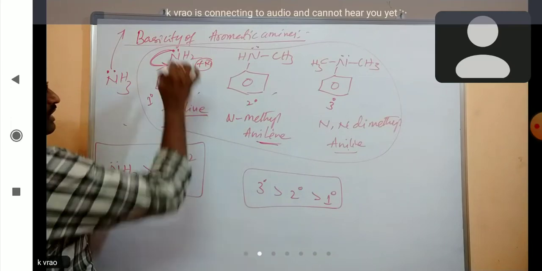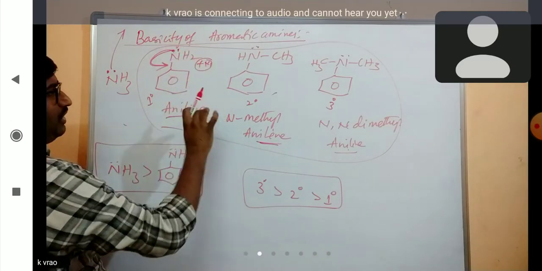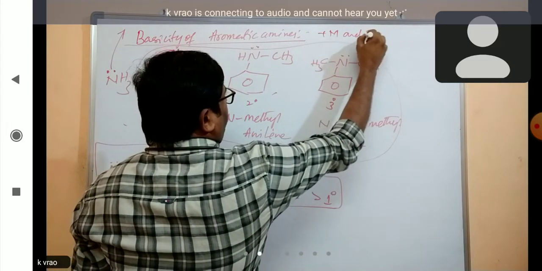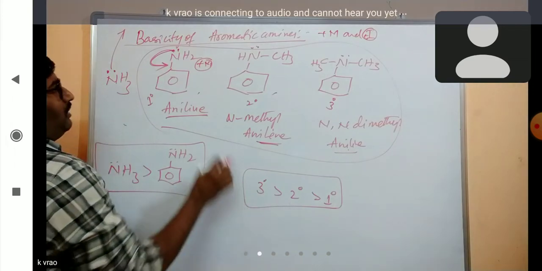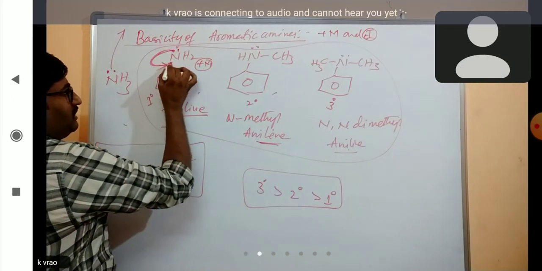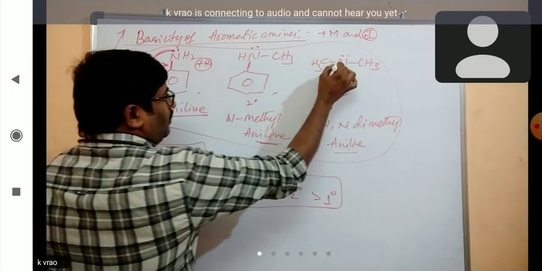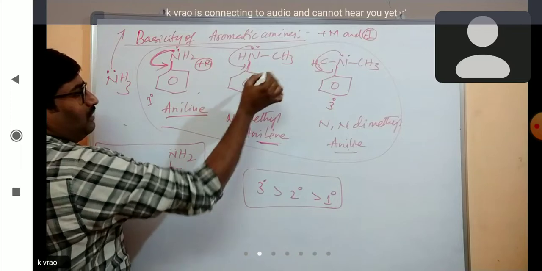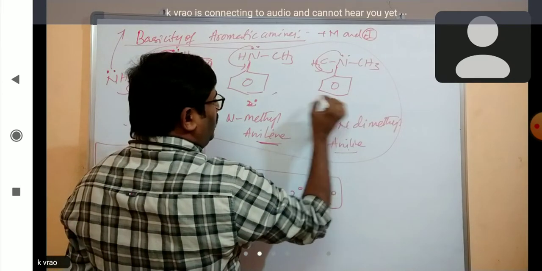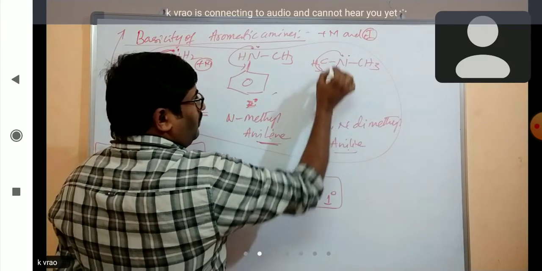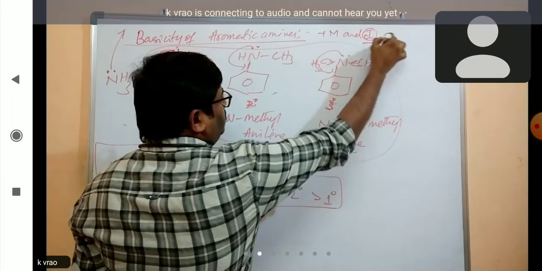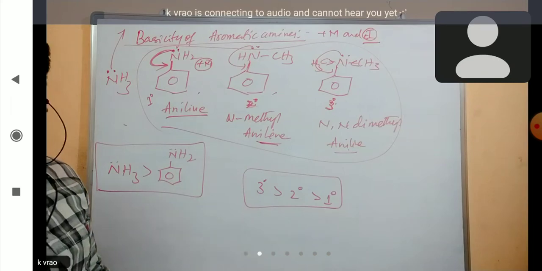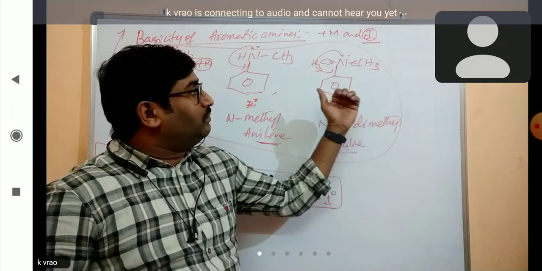Got it? Because aniline doesn't have an alkyl group. So here there is plus M and plus I. Plus M is due to the lone pair of electrons being sent into the benzene. In all cases one lone pair is present, with equal probability, but in the second and third cases, 2-degree and 3-degree, the alkyl groups are present and act as a plus I effect. As the number of alkyl groups increases, the electron density on the nitrogen increases, so basicity increases.